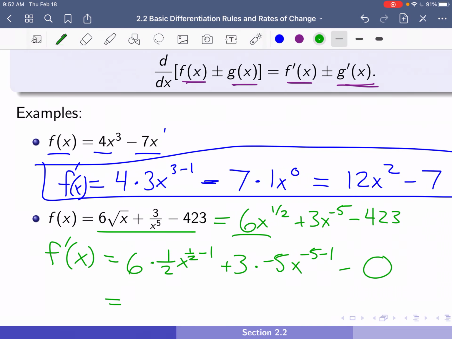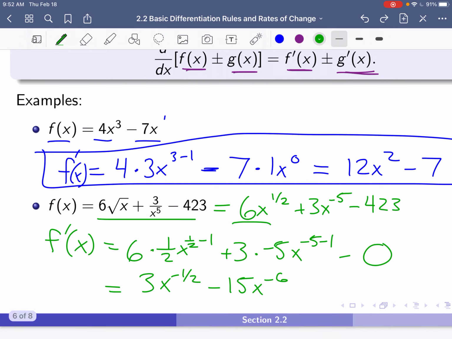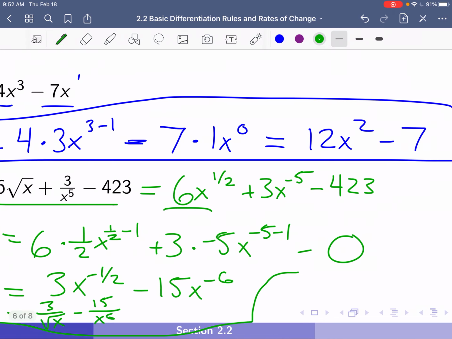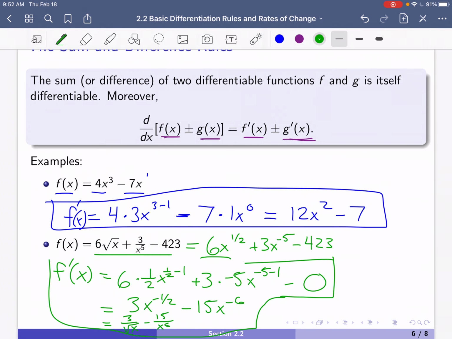And if we clean this up, we have 6 times 1/2 is 3. We'll have x to the negative 1/2. 3 times negative 5 is negative 15. x to the negative 6th. And then that 0 goes away. And we could clean this up still. Get rid of negative exponents. So we could write this as 3 over the square root of x minus 15 over x to the 6th. And that is our derivative.